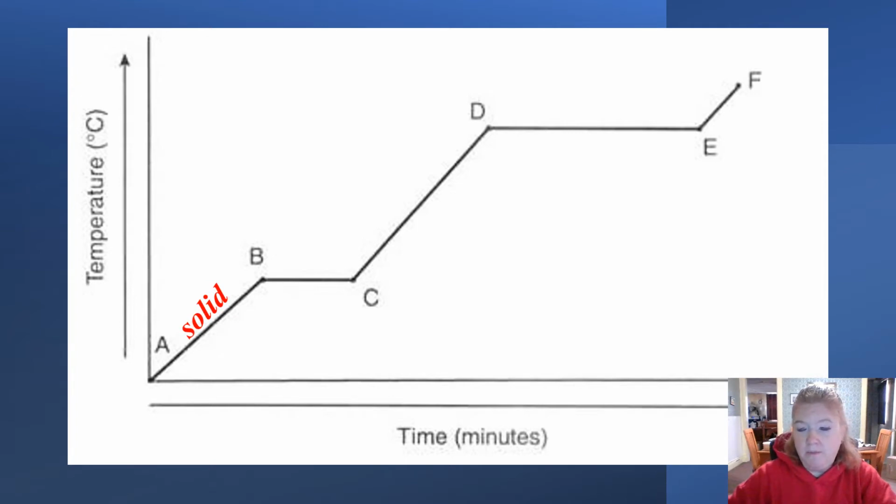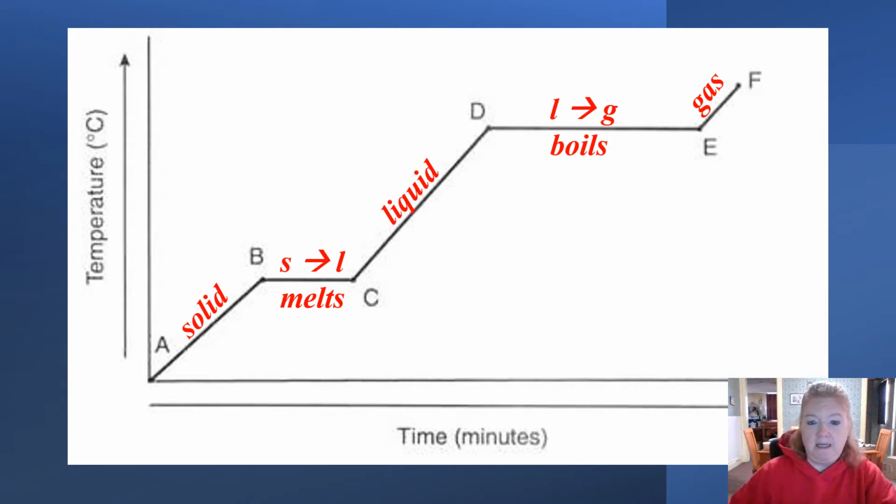This part represents a solid, so between A and B. Between B and C, we have a solid going to a liquid, or melting, or fusion. From C to D, we have a liquid warming up. From D to E, we have a liquid turning to a gas, boiling. And then from E to F, we have a gas heating up.